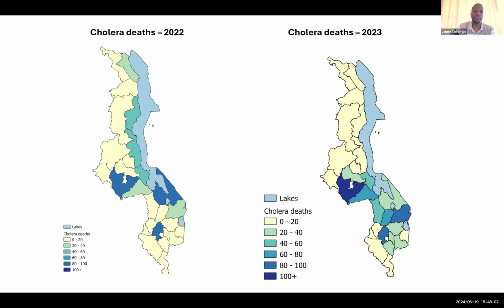A similar map can be generated for the cholera deaths. Again, we see a similar pattern. A lot of deaths were reported in the north in 2021 and 2022, but in 2023 the picture has changed. Now most of the burden has moved to the southern region. So that's a very simple use of publicly available data, but you want to present it in a way that can help people quickly look at patterns, and GIS is one such tool to use in this case.